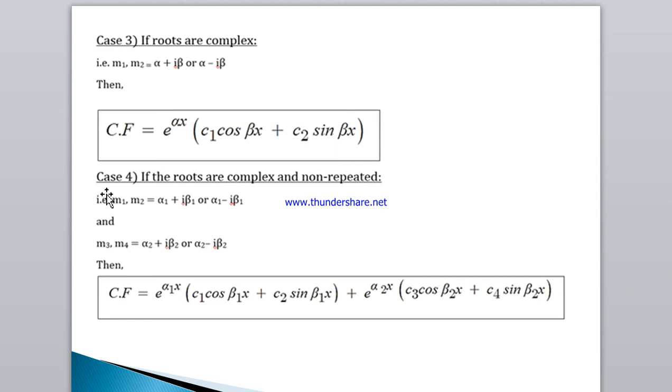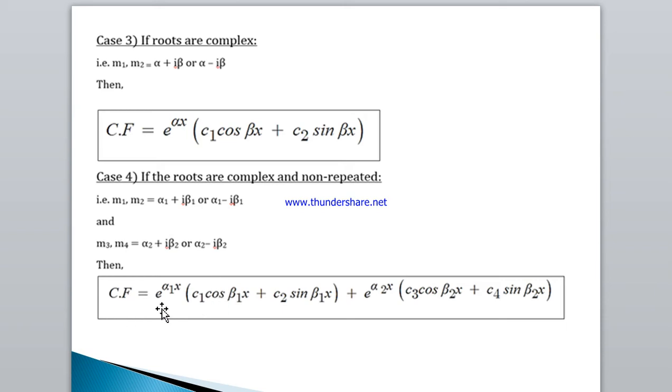Next, case 4: if roots are complex and non-repeated. So that is m1, m2 equal to alpha 1 plus i beta 1 or alpha 1 minus i beta 1. It means the first two roots are alpha 1 plus or minus i beta 1, and the second two roots are also in the complex form alpha 2 plus or minus i beta 2. If it is repeated, we can use the repeated rule, but the roots are not repeated here, so you need to write carefully.